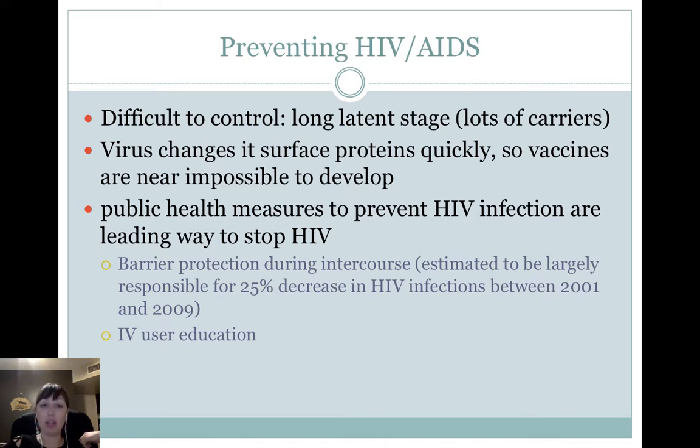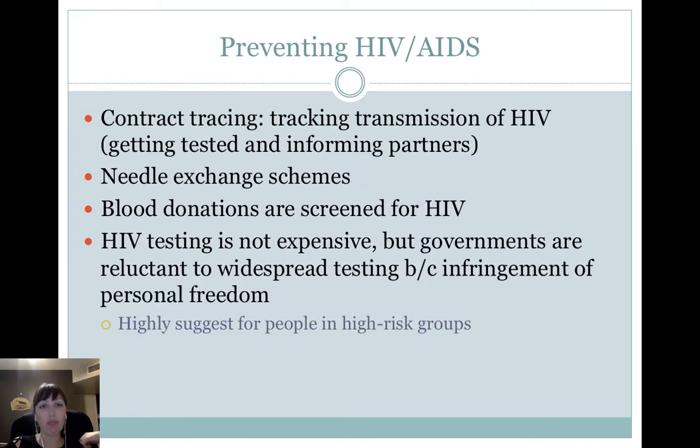And also IV user education, as well as free needles for drug users. Okay, also contact tracing, so tracking transmission of HIV, getting tested and informing your partners. Needle exchange schemes. Blood donations are screened for HIV. HIV testing is not expensive, but governments are reluctant about widespread testing because of infringement of personal freedom. But it is highly suggested for people in high-risk groups. So this is like drug users, etc.